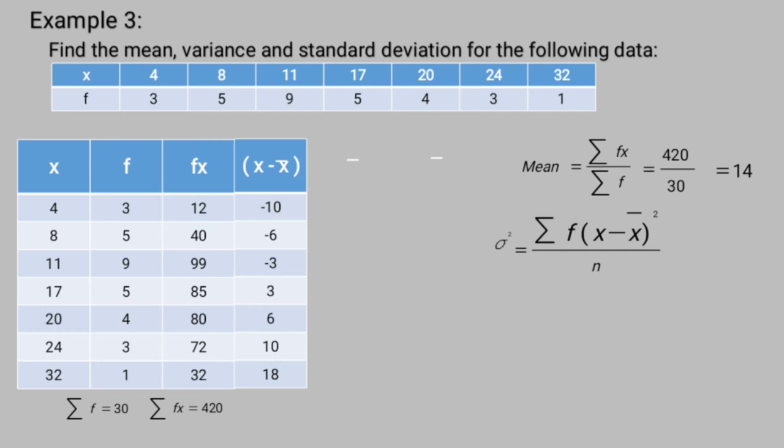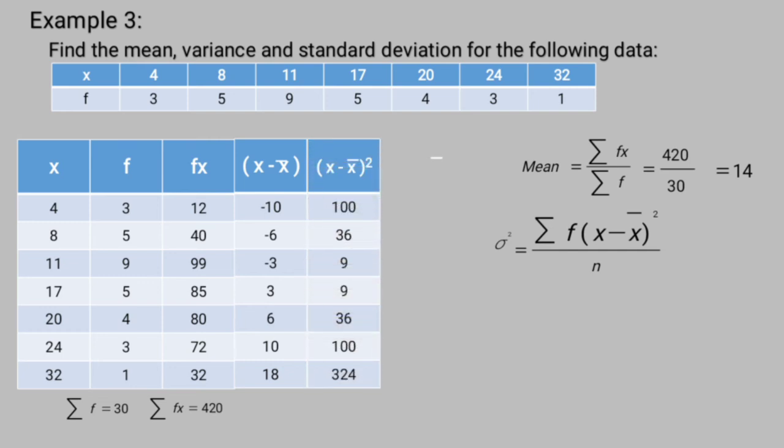And next I am going to square this term. That means x minus x bar the whole square. Minus 10 square is what? 100. Minus 6 the whole square is 36.